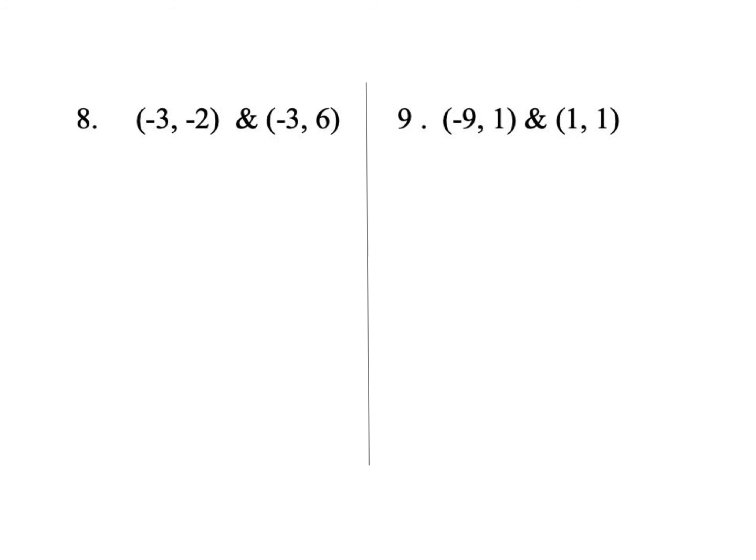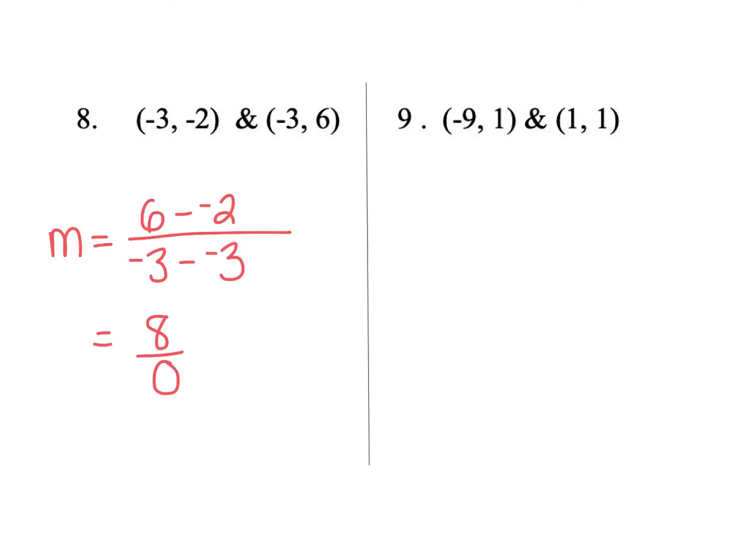All right, I would like you to try 8 now on your own. Press play when you're ready to check your answer. So when I do this, I get 8 over 0, which is undefined because I can't divide by 0. So what type of line would this be? It would be a vertical line.